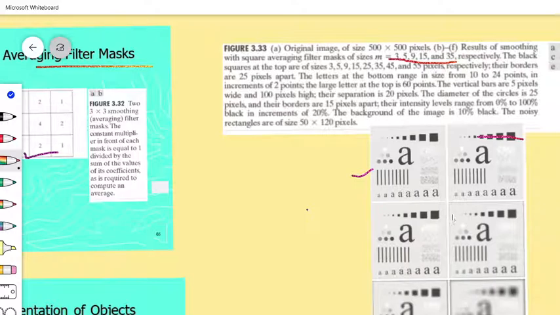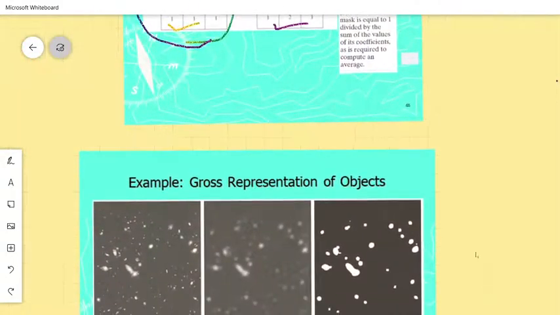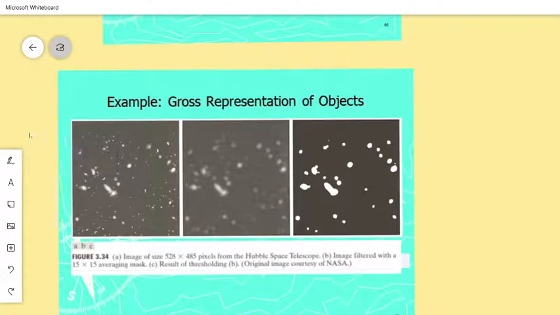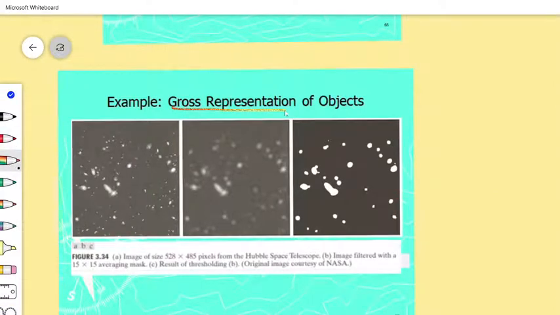So whenever the black background is 10%, then it looks like this, the gray color. And the noise rectangles are 15 by 120 pixel values. In this way, after applying a smoothing filter upon the original image, these many different types of output images we can get. Another example I'll show you here, the gross representation of objects.